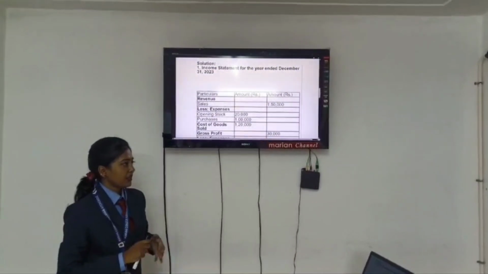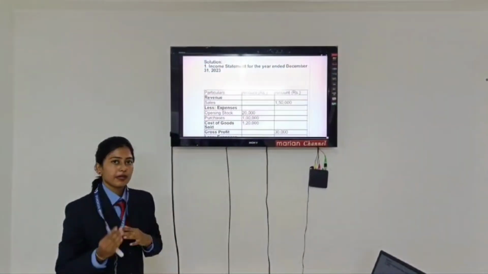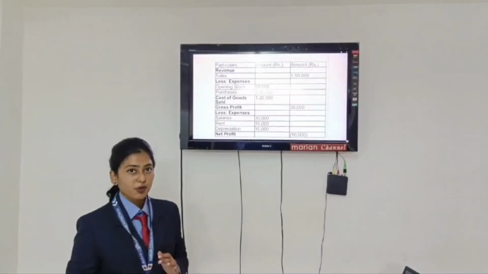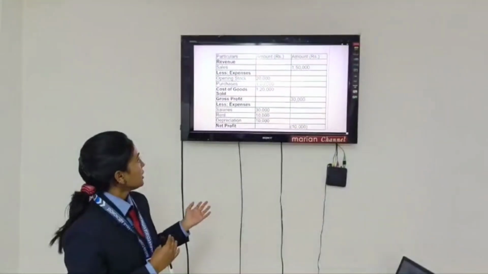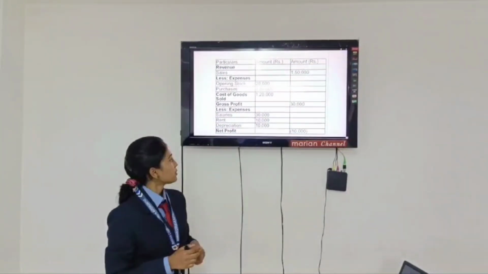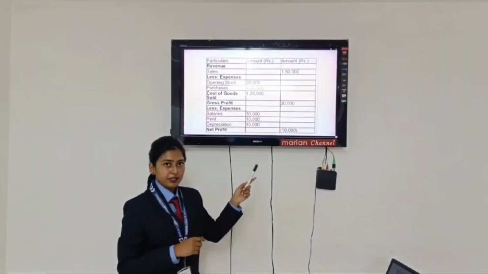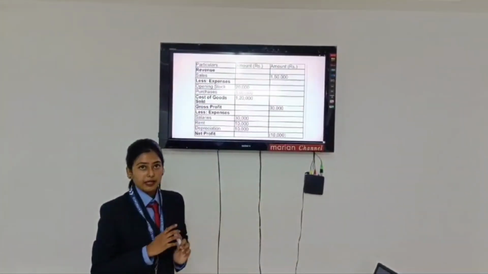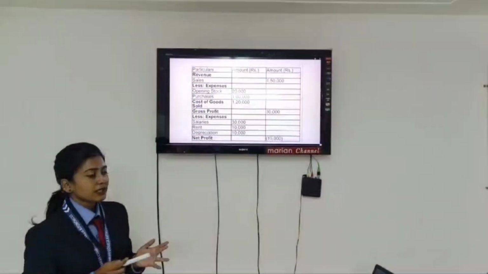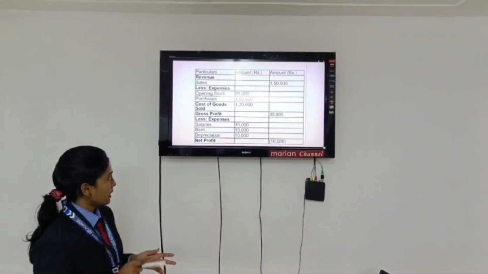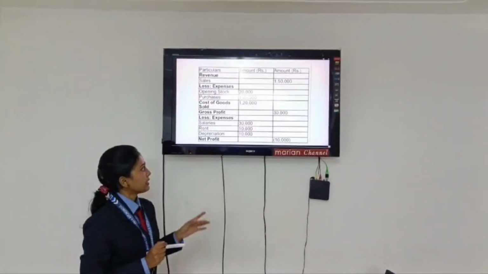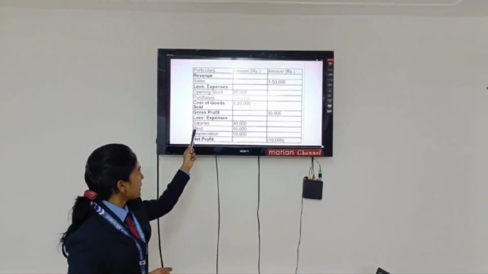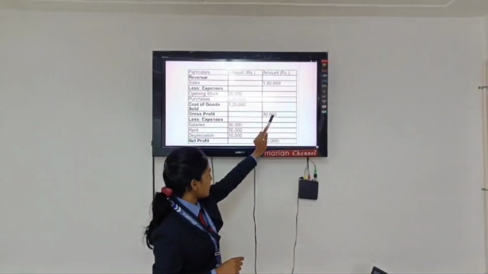So here is the solution. First, we need to prepare our income statement. To get gross profit, we deduct our expenses from our income. The first item is our sales, 1,50,000, which is our revenue. So we deduct our expenses from our revenue. Our expenses are opening stock of rupees 20,000 and purchases of 1 lakh, so the cost of goods sold is 1,20,000. After deducting our expenses from our income, we get a gross profit of rupees 30,000.